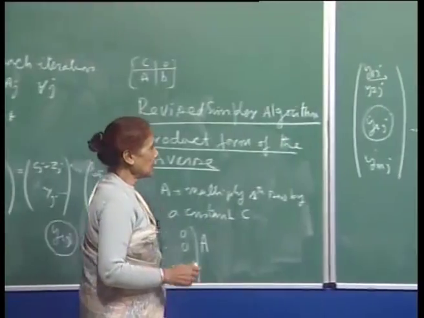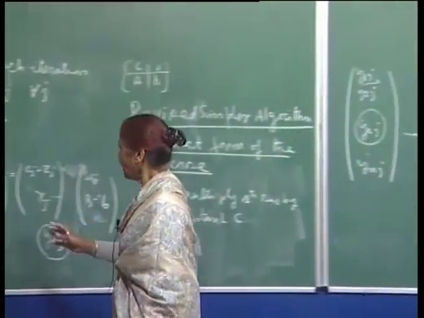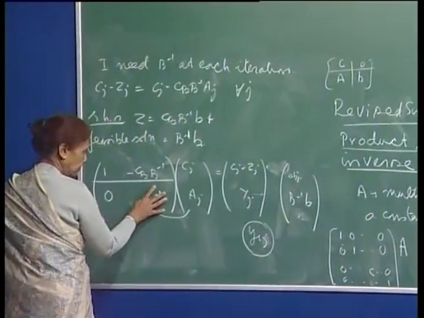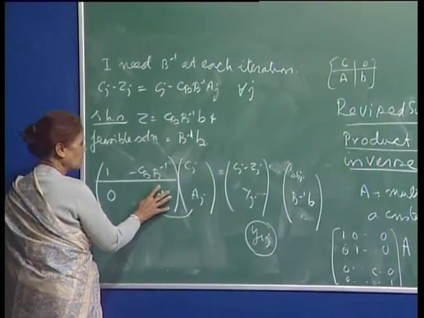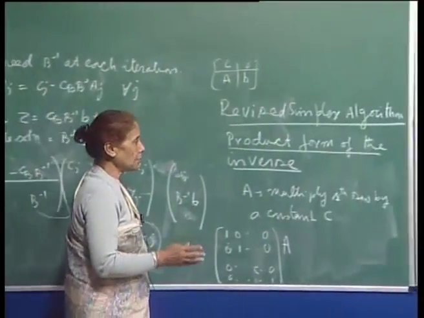So that means you can, instead of keeping the whole thing like this, the B inverse, essentially I am just concentrating on B inverse. If instead of keeping this as this, we can keep it as a product of.